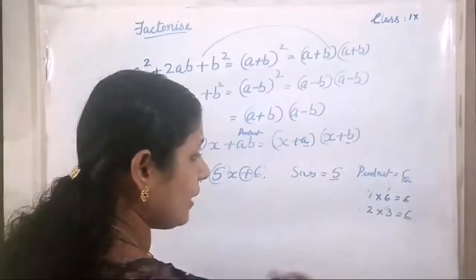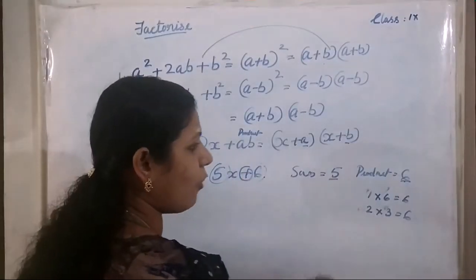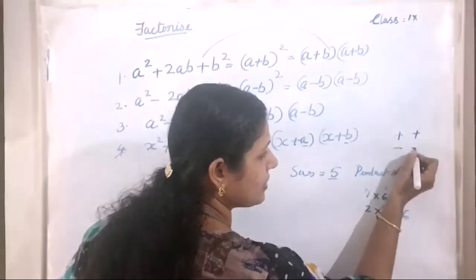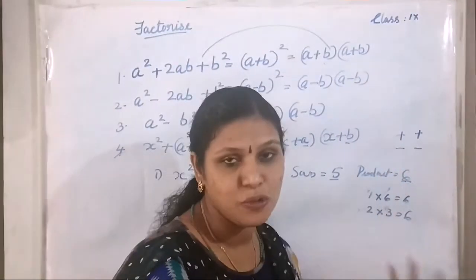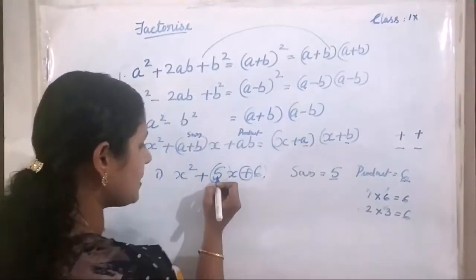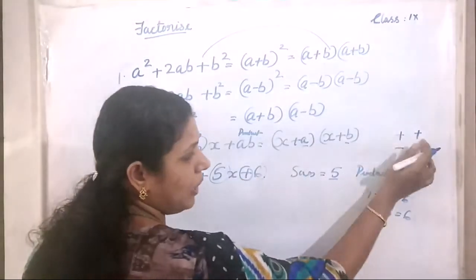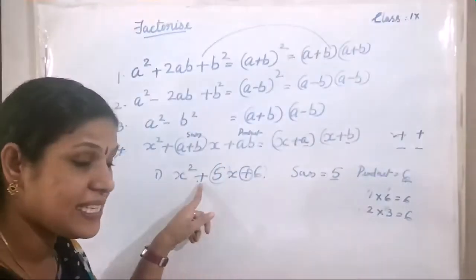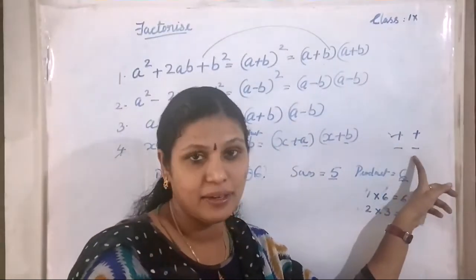Now the next step is how to give the plus sign. The product sign is plus, so the two numbers we select are either both plus or both minus. How do we decide plus or minus? Next we check the sign of the sum. Here the sign is plus, so the two numbers are positive. But if the sign is negative, then the two numbers are negative.